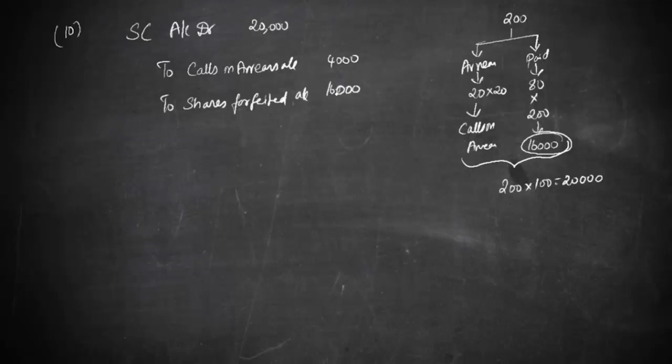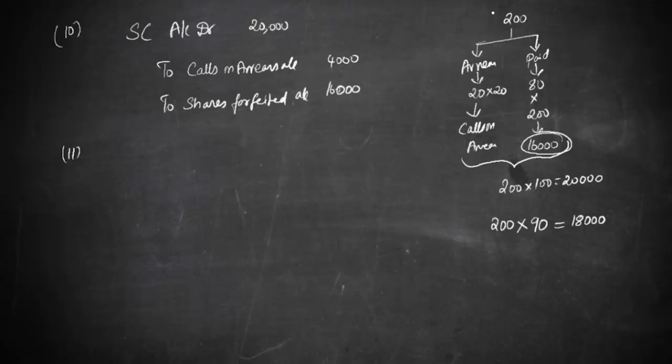Now after forfeiture, what happens is the company goes ahead with the reissue of the forfeited shares. So how many shares were forfeited? 200. At what price it is going to be reissued? The price at which it is going to be reissued is 90. That's the information we have in the question. So you are going to realize 18,000.